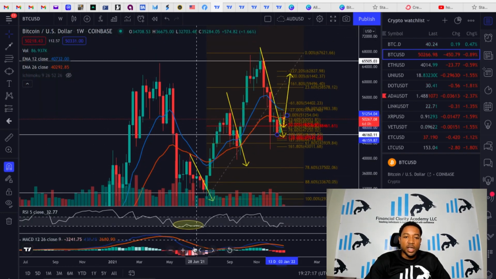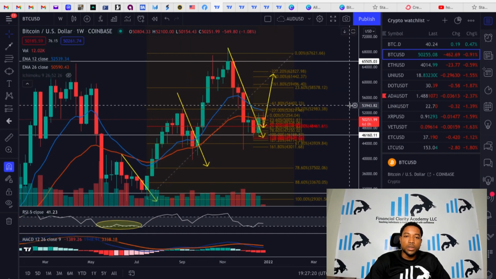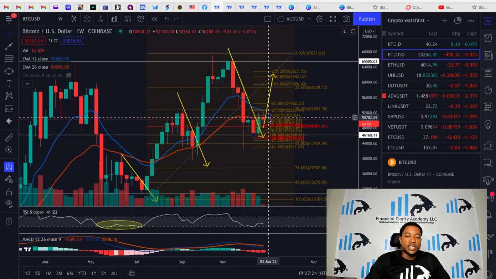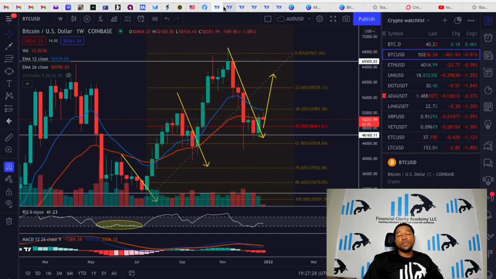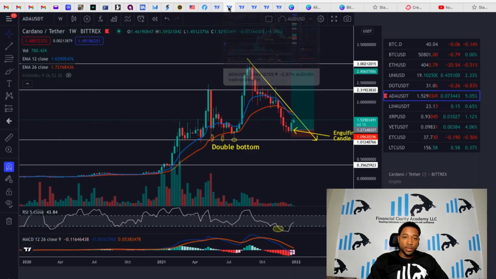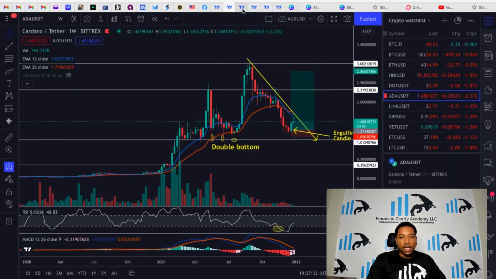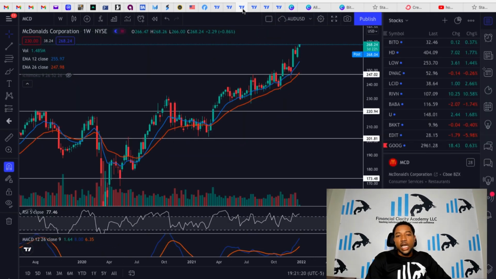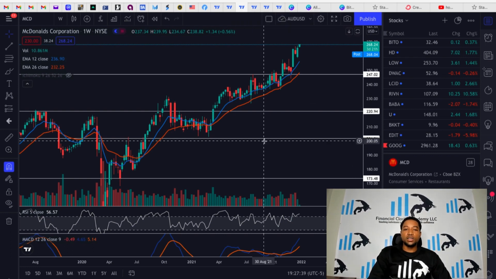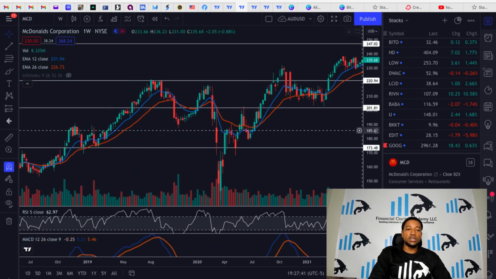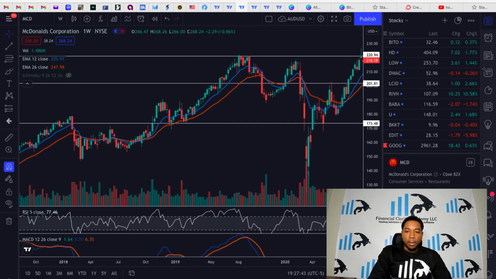Let me give another example. Let me take this out. We're back on the weekly time frame now. To make this easy, Bitcoin is bullish. Say you don't want to trade Bitcoin, you want to trade stocks. It's ADA and other crypto. This is McDonald's. McDonald's is a bullish stock. We've got Apple and we've got McDonald's. Say you want to just trade McDonald's. We're on the weekly time frame.